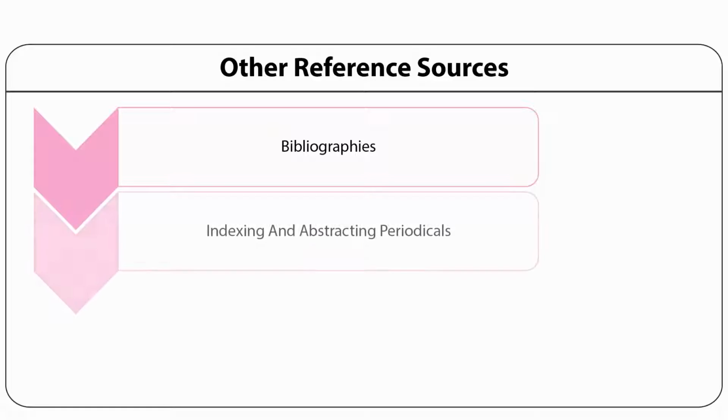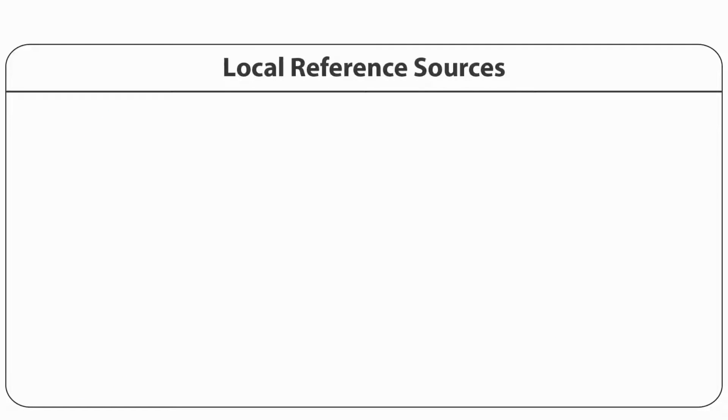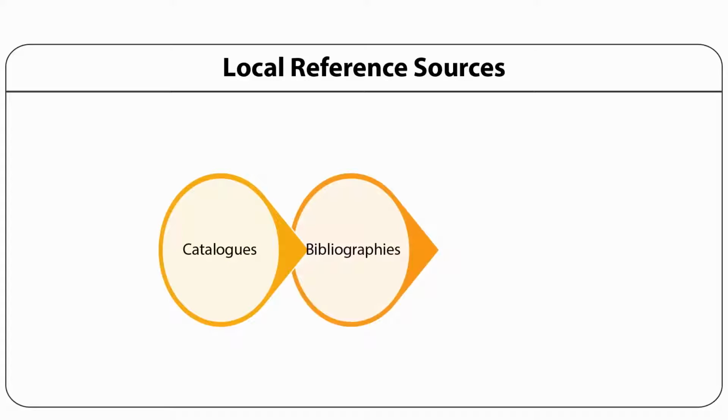Other reference sources include bibliographies, indexing and abstracting periodicals, and databases, which are used for locating original information on a given subject or topic. The third category is local reference sources, such as catalogs, bibliographies, and subject guides, which are developed by individual libraries and are used as reference tools for facilitating access to local resources of the library.